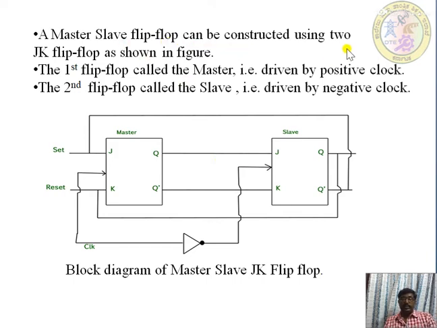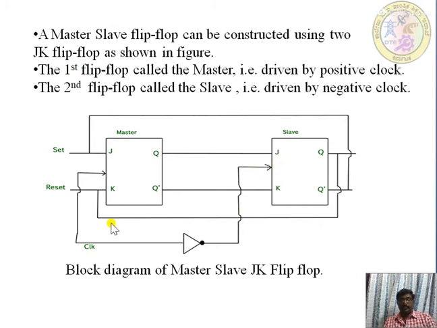A master slave flip-flop can be constructed using 2 JK flip-flops as shown in the figure. The first flip-flop is called the master, that is driven by the positive clock, and the second flip-flop is called the slave, that is driven by the negative clock. So this one is the master flip-flop and it is active during the positive clock, and the second is the slave, so this one is active during the negative clock. Okay, and this is the main important thing: for the master, direct clock is given, and the inverted clock is given to the slave.